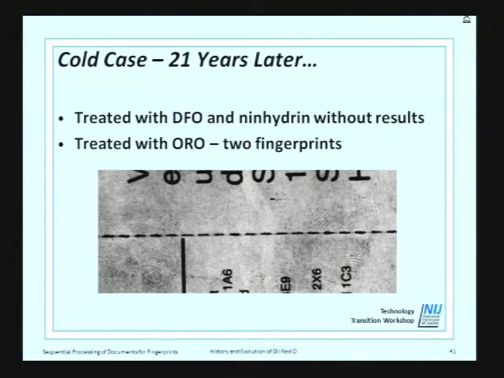So I said, well, that's the time to use the Oil Red O then. So I give it a try with the Oil Red O, and I find 2 fingerprints. That was not there with the amino acid, but was there with the lipids. And it was 21 years later. So it doesn't mean that your Oil Red O won't work after 30 days. It just means that both of them together are going to give you a better result.